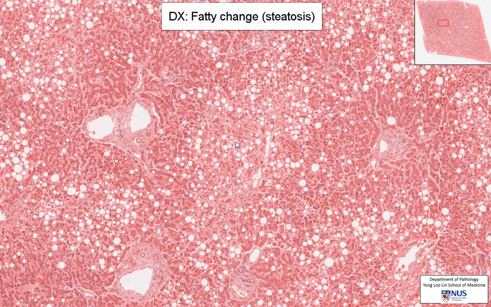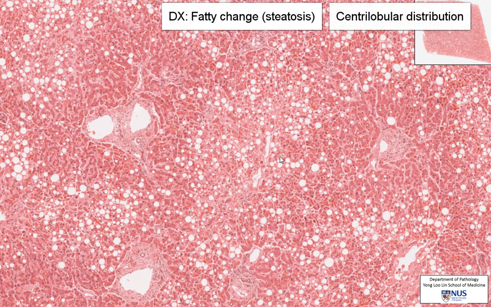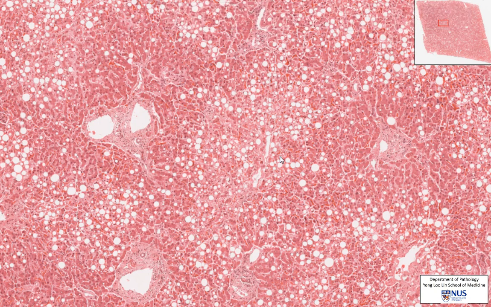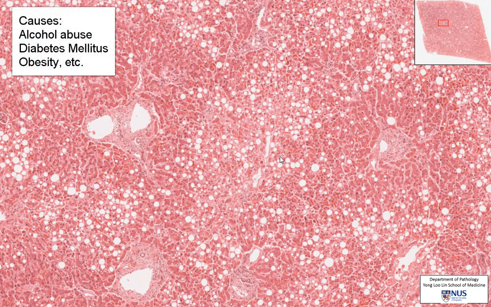So what we are seeing is actually fatty change or steatosis, and this is one of the responses of cells to some sort of metabolic stress. We can see this in alcohol abuse because alcohol affects the metabolism of lipids. We can also see this in obesity as well as diabetes and other conditions.